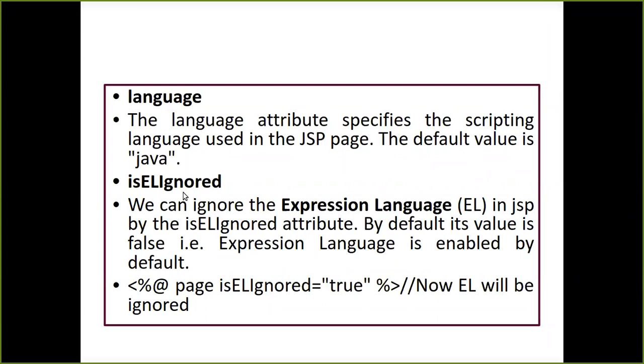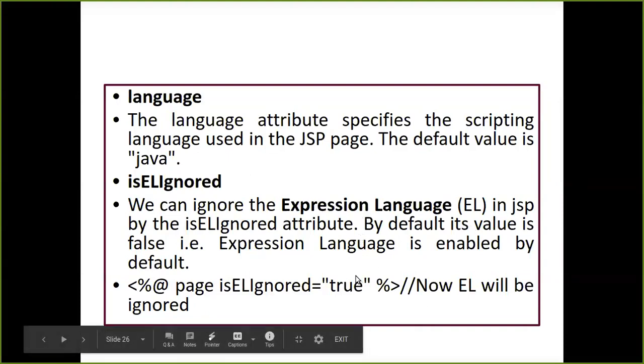And the next attribute is isELIgnored. This is going to ignore the expression language. So we can ignore the expression language in JSP. This EL stands for expression language. Now what do you mean by expression language? This expression language was introduced in JSP 2.0.